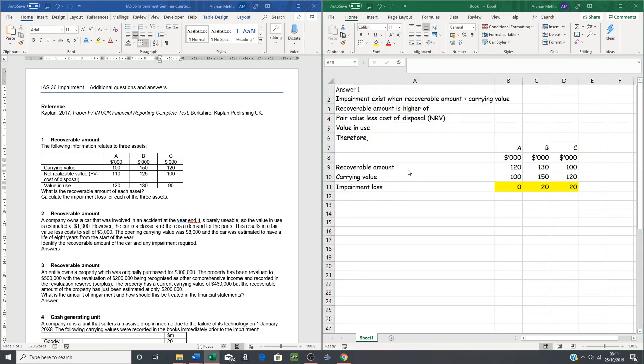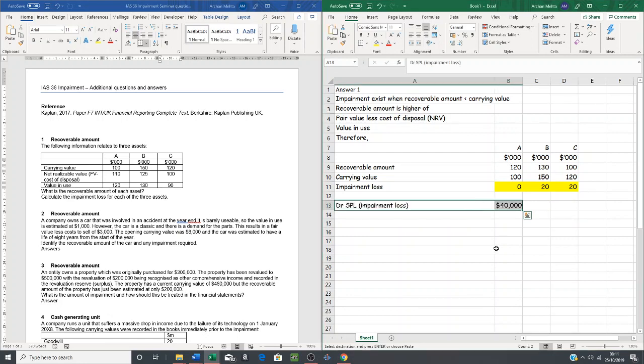If the asset was not previously revalued, then the entire impairment loss will go to the statement of profit or loss. In this case, the assets were not previously revalued, so we are going to take the entire loss of this 40,000 to statement of profit or loss. Okay, it's debited to statement of profit or loss of income.